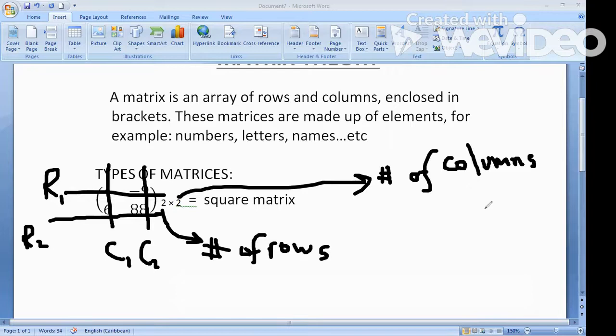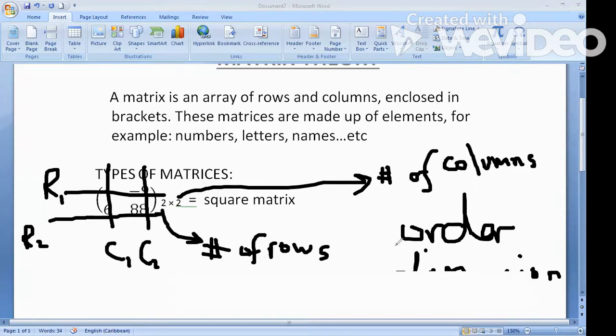And this 2 by 2 is called the order of a matrix, or the dimension of a matrix. So if I say, what is the order of that matrix? 2 by 2. What's the dimension of that matrix? 2 by 2. It just happens that this 2 by 2 is actually called a square matrix.